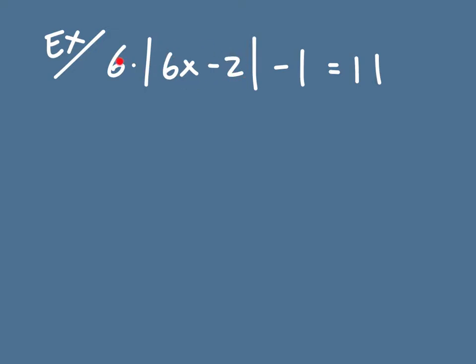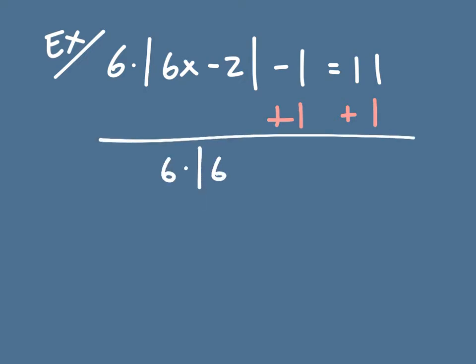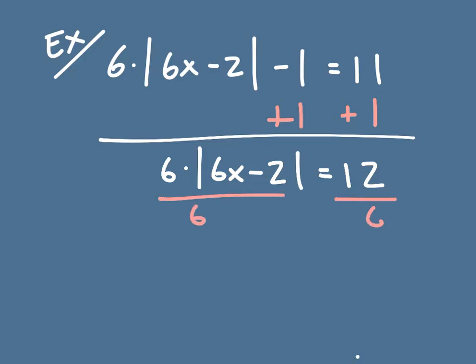A lot of people think that you can distribute this 6, but you cannot distribute that 6. Leave that where it is. What I want to do from here is add 1 to both sides. All right, and so we get 6 times the absolute value of 6x minus 2 is equal to 12. Then we can divide both sides by 6. We don't distribute this 6; we want to divide by that number. So then that divides out, and we're left with the absolute value of 6x minus 2 is equal to 2.